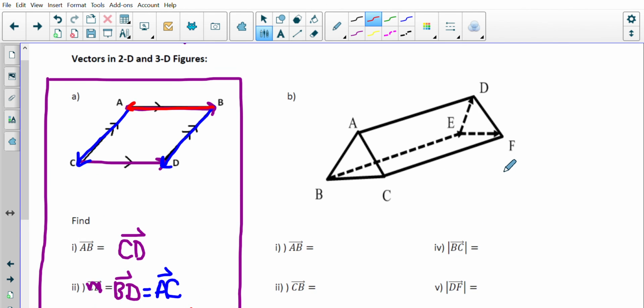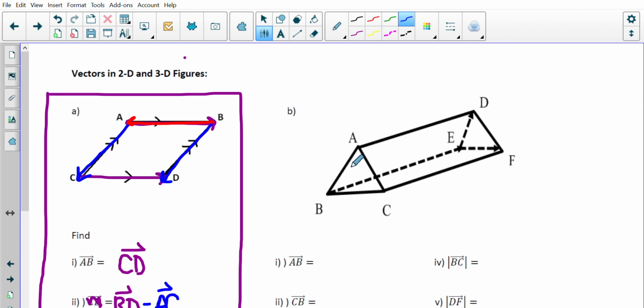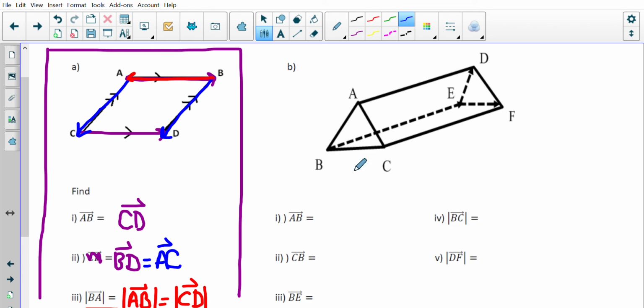All right, now I've got a 3D situation here in B. It says find a vector that's like A to B. And in this triangle, it's shifted way down, but DE would work. Again, equal in magnitude, same direction. CB, where's CB here? From right across. Well, again, a vector that's equal in magnitude, same direction would be F to E.